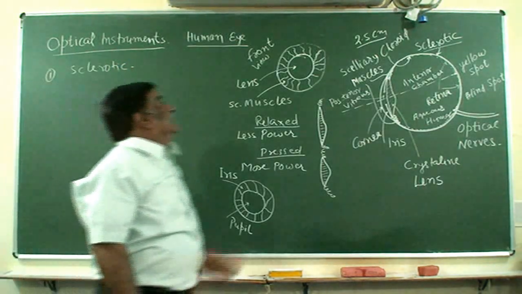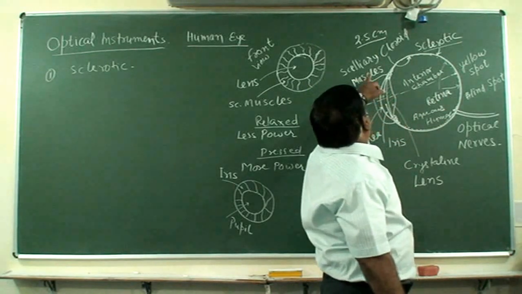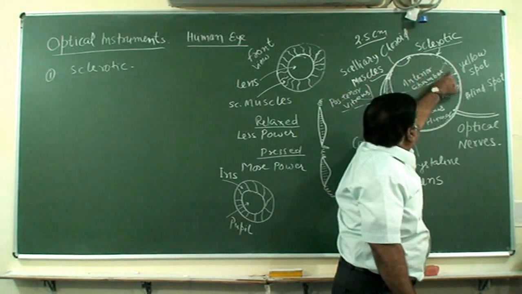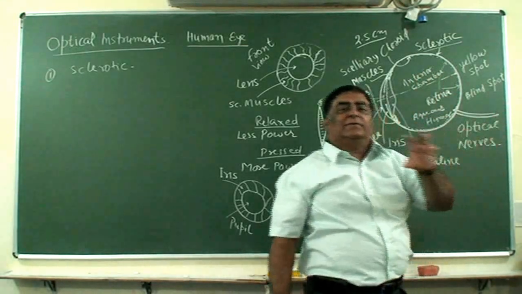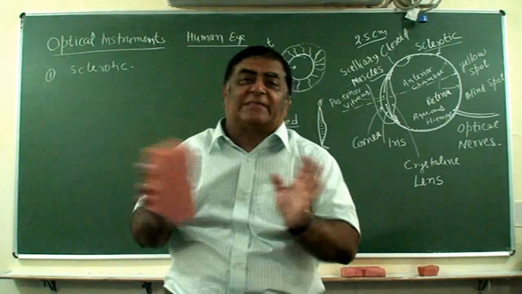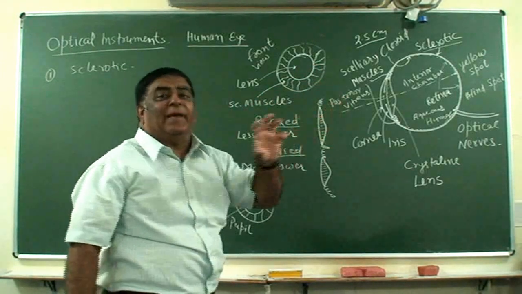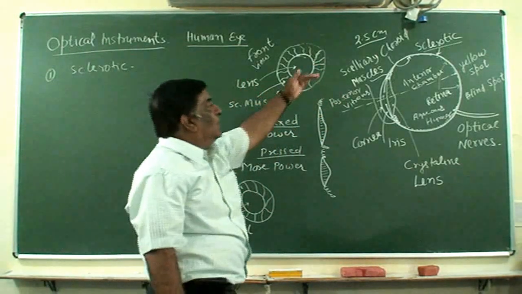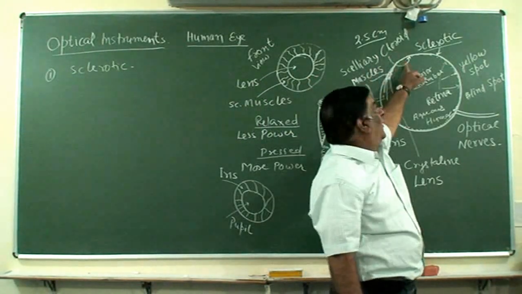Inside the sclerotic there is the choroid. Choroid is a black layer, and this black color optically helps for non-reflection of the light. If the light does not reflect inside, the image will be sharp and focused at one place. There will be no reflections. So that is the purpose of the black choroid.